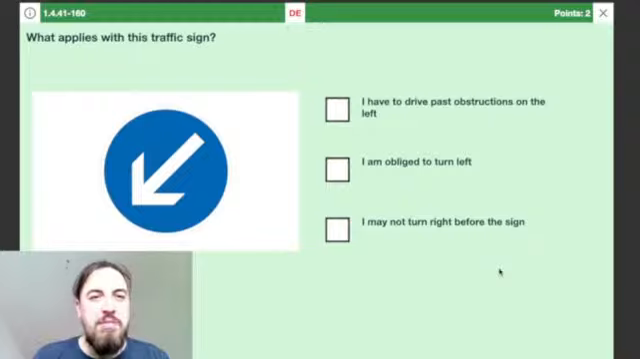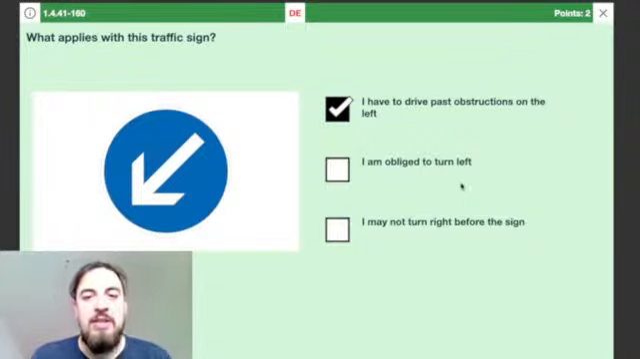Nice. What applies with this traffic sign? I have to drive past obstructions on the left. I'm obligated to turn left. I may not turn right before the sign. So in comparison to the sign before, that one is pointing a little bit below in a 45-degree angle and not horizontal. That means that I have to drive past an obstruction on the left, and not that you have to turn left or something like that. So yeah, it's just the first one.